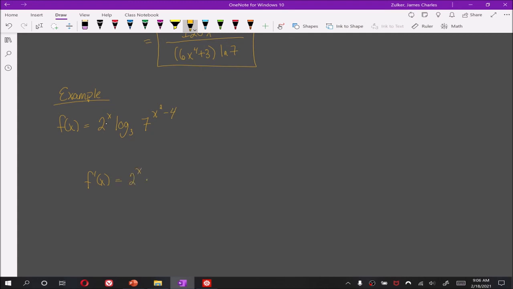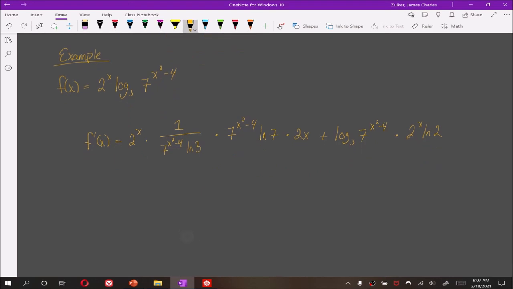First function times the derivative of the second function. Now we have to do chain rule. Now we have to do chain rule again. So there we have our complete first term. Plus the second function times the derivative of the first.